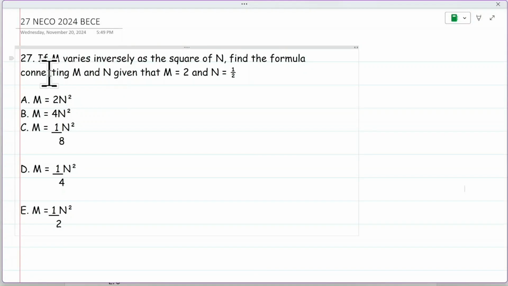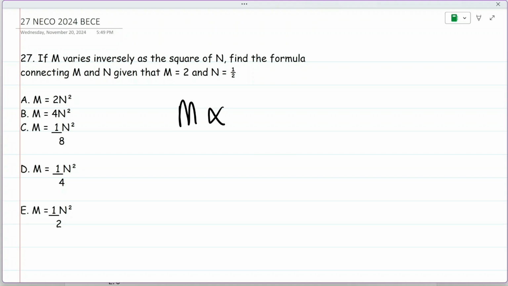Question 27 says if m varies inversely as the square of n. This is actually a variation question. Find the formula connecting m and n given that m is 2 and n is half. Now we're looking for the formula connecting them. This is a straight question.